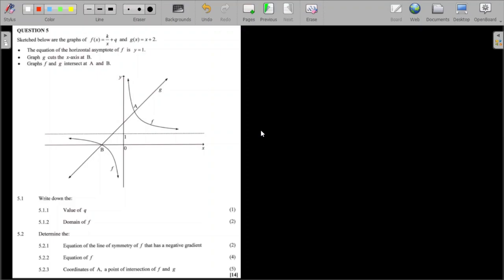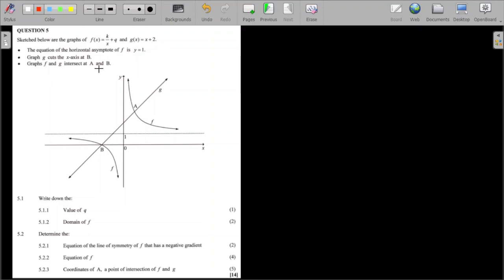So now we'll be doing grade 10 graphs. So some function, which is question 5 from that paper, November 2019. Now let's get into it. So here we are having this function, which is the hyperbola from grade 10, and we're having this function here, which is a straight line.